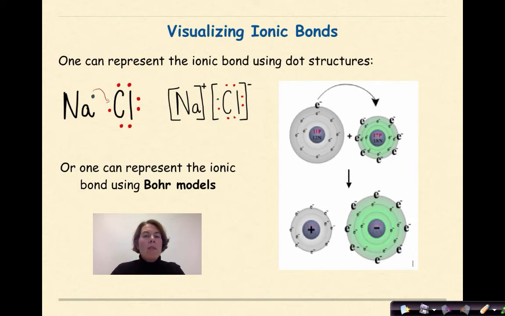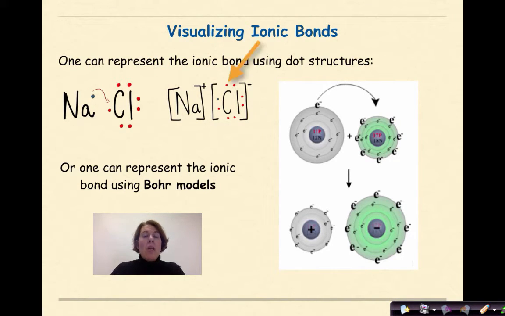Let's talk about how we can visualize ionic bonds. One can represent the ionic bond using dot structures. Here I have the Lewis dot diagram of sodium with its one valence electron, giving it to this chlorine atom right here. When this sodium atom loses its one valence electron, it's going to become a sodium ion with brackets and a +1 charge. Notice there are no other dots around this symbol. That's because when we do Lewis dot diagrams, we only represent the valence electrons that are involved in bonding.